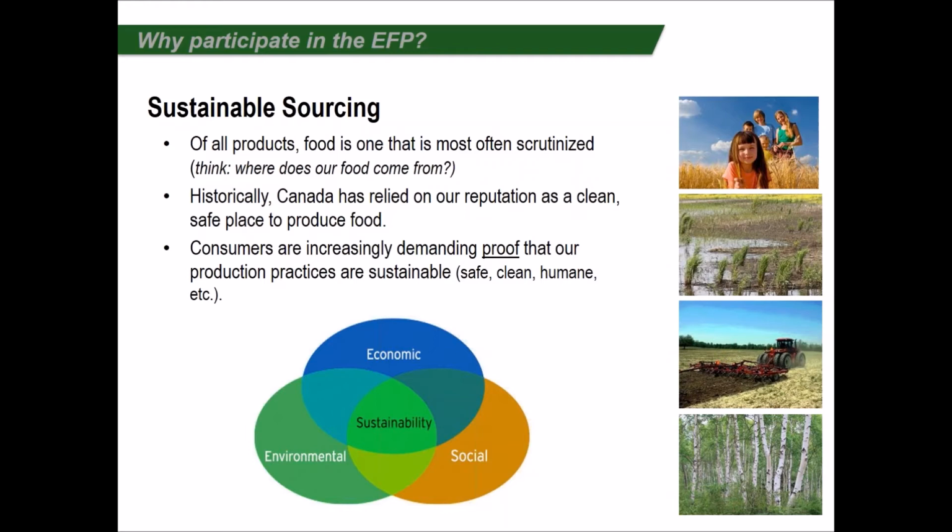Historically, Canada has relied on our reputation as a clean, safe place to produce food. However, consumers are increasingly demanding proof that our production practices are sustainable, so safe, clean, and humane. As farmers, we are stewards of the land. We know we take care of the land. It is our livelihood. But this is one way that farmers can do their due diligence to show that their practices are sustainable.